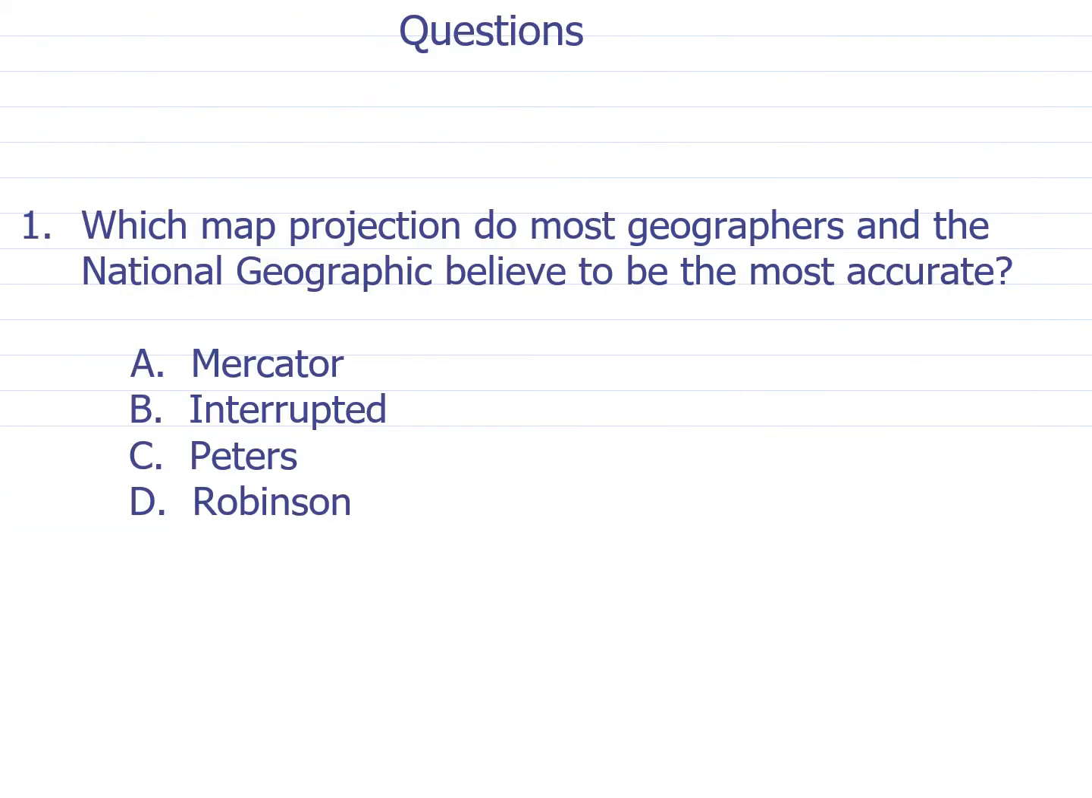The next 3 slides are questions regarding the PowerPoint. Question 1. Which map projection do most geographers and the National Geographic believe to be the most accurate? A. Mercator, B. Interrupted, C. Peters, or D. Robinson?